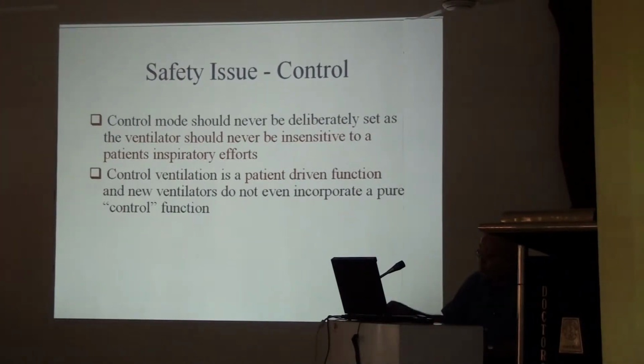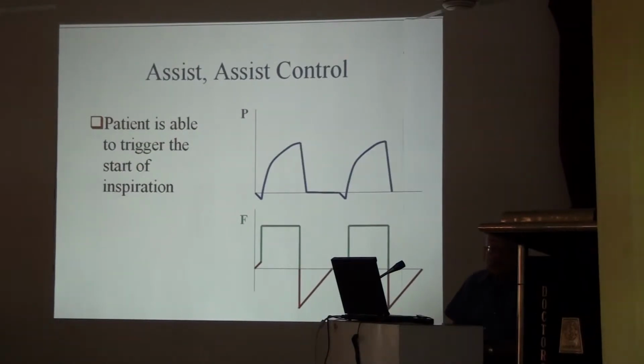They incorporate a lot of things in it. Now comes what they incorporate: assist or assist control. Because pure control hardly gets exception for anesthesia ventilation or for the patient. The rules are very fixed. The patient is able to trigger the start of the respiration.